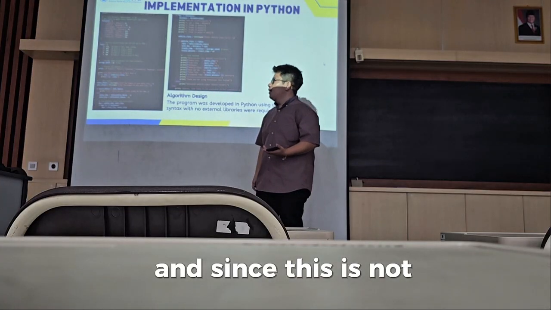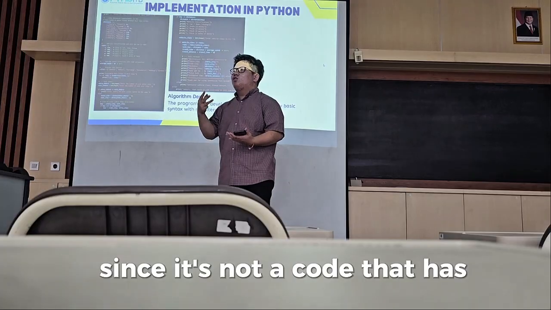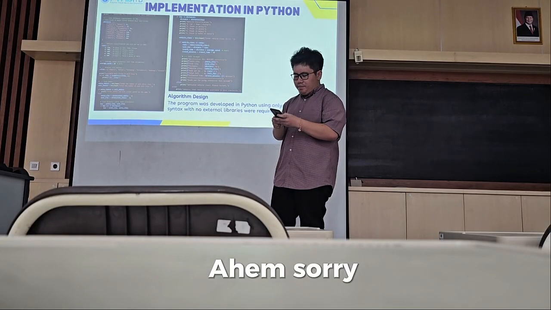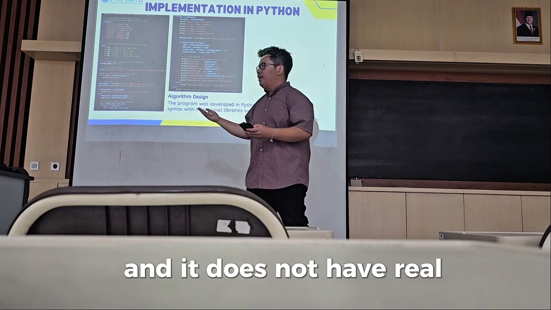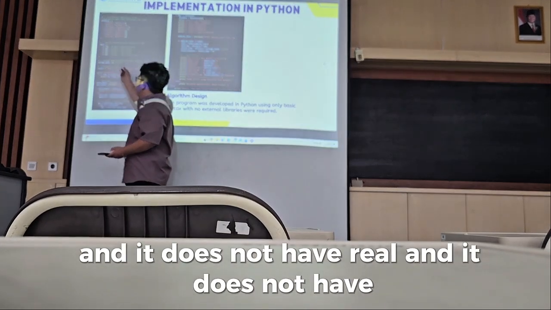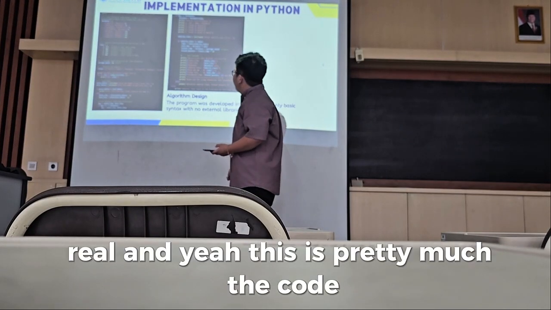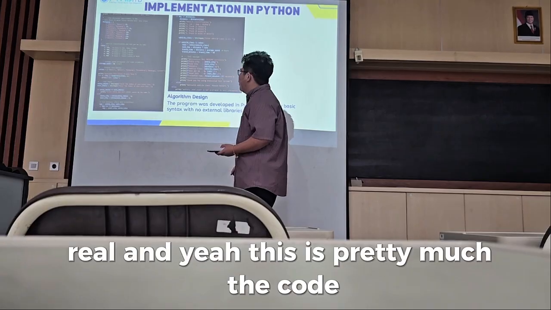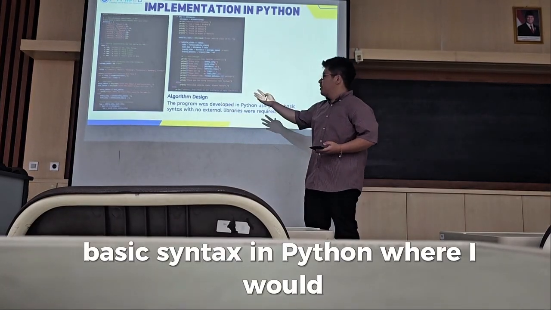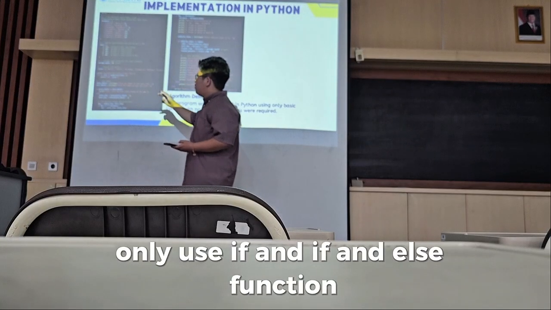And since it's not a code that uses static data and it does not have real-time data, I would assume that the average speed of all vehicles are 80 kilometers per hour. Okay? And yeah, this is pretty much the code. It's pretty much basic syntaxes in Python, where I would only use if and else function.